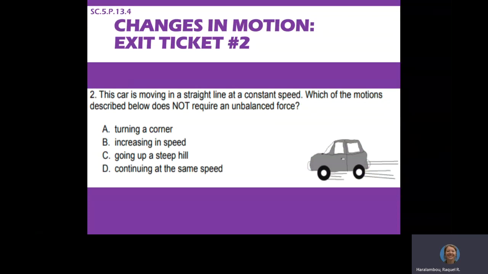This car is moving in a straight line at a constant speed. Which of the motions described below does not require an unbalanced force? So unbalanced, talking about one thing is more powerful and that you're going to see something move. A, turning a corner. B, increasing in speed. C, going up a steep hill. Or D, continuing at the same speed. So unbalanced force means that something is going to change. So which one does not require a change?